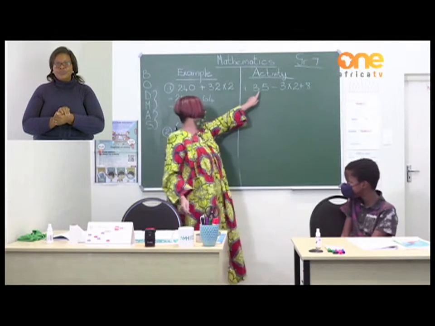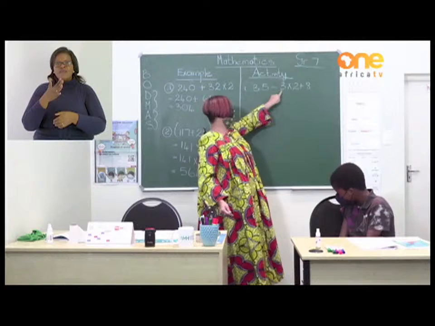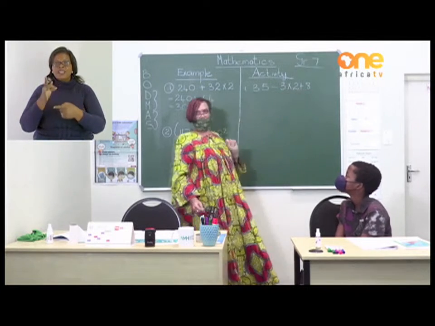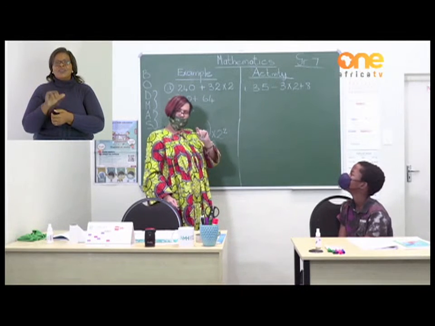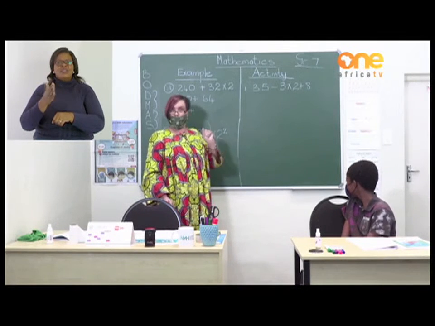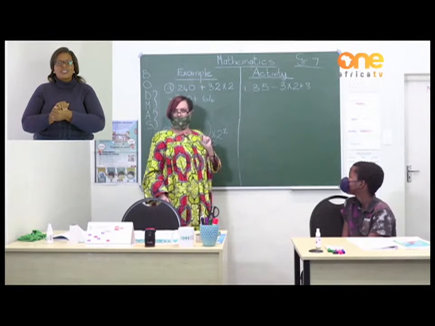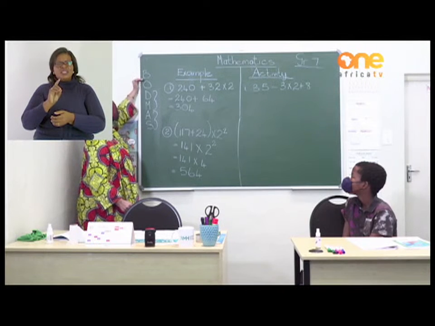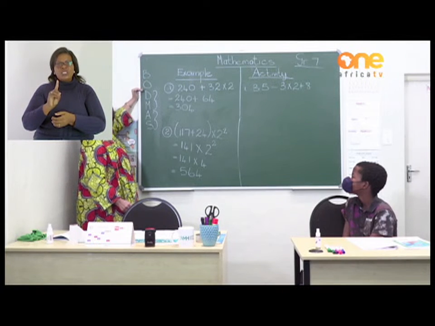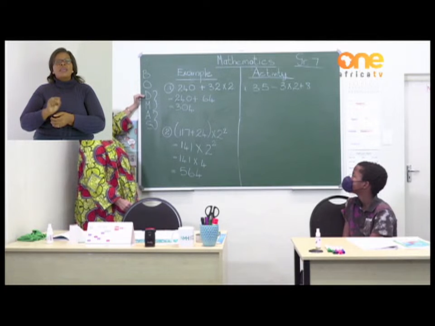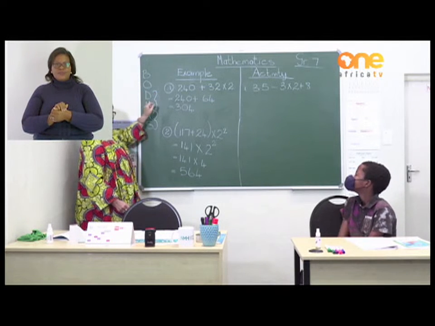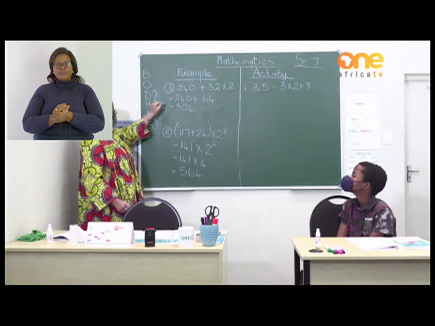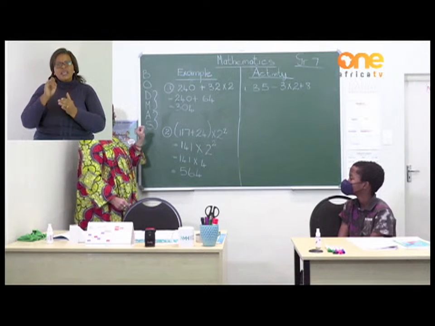In our sum, 35 minus 3 times 2 plus 8. Which operation do you think? Or not even think, know now. Which operation will we do first? According to BODMAS, again, brackets, of or order or exponent, division, multiplication from left to right. This means the one that we find in the sum first.